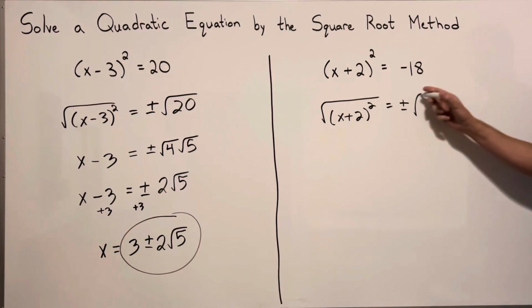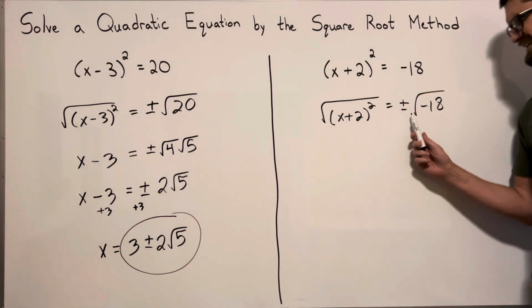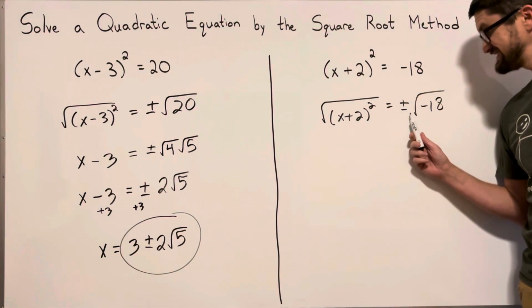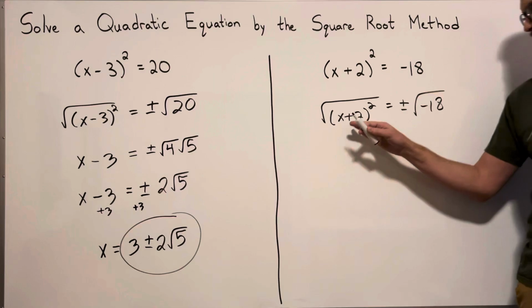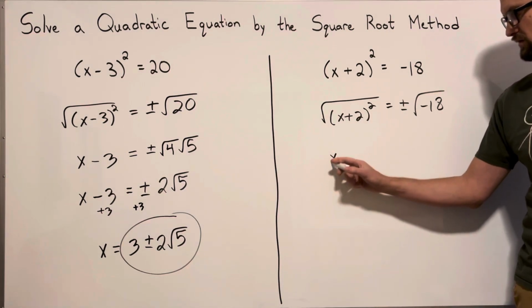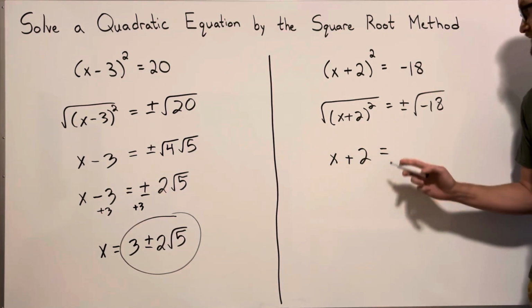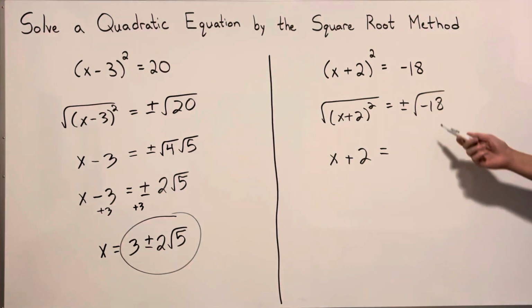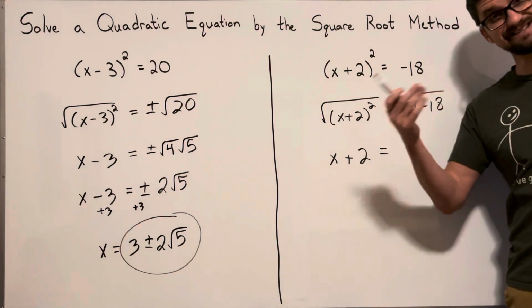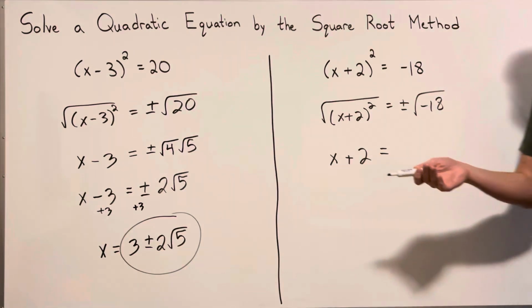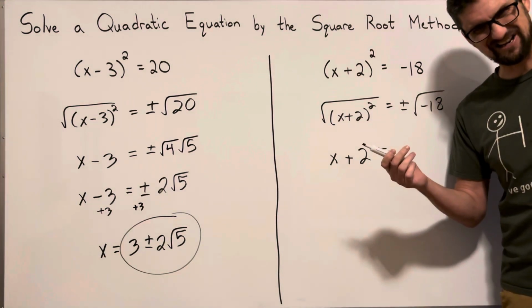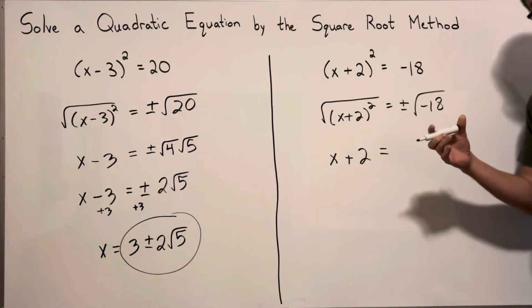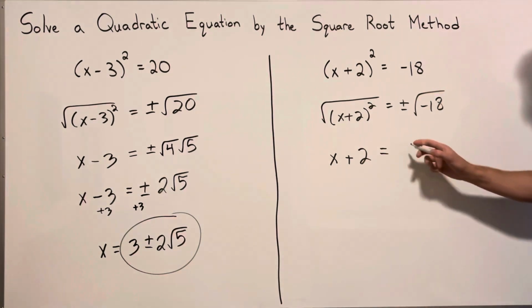Don't forget the plus or minus sign. So on the left, the square root and the square are gone. You just have x plus 2. On the right-hand side, 18 has a square factor of 9 that goes into it. And we have a negative sign in here, which is going to end up being an imaginary number with the i.